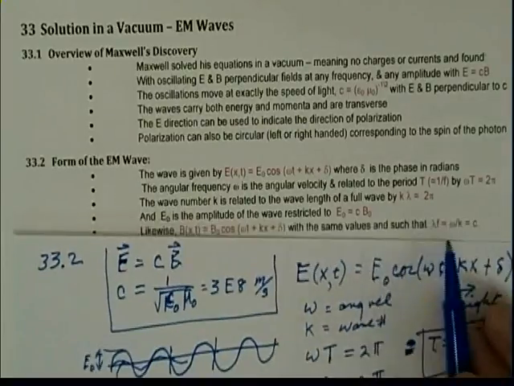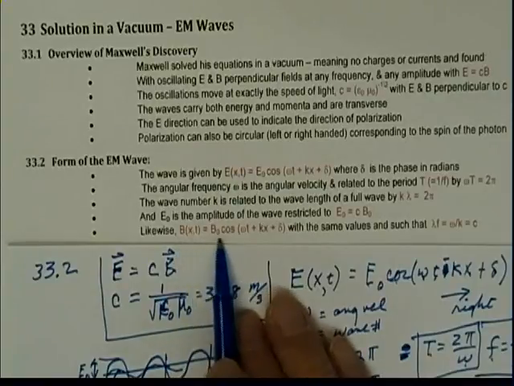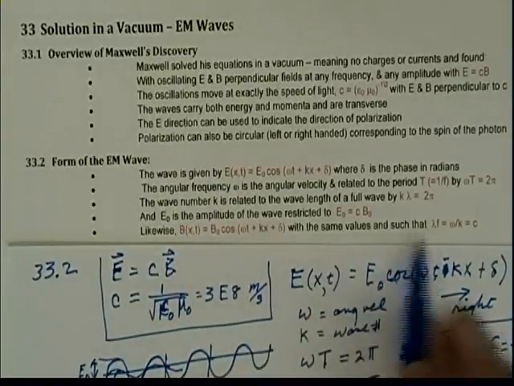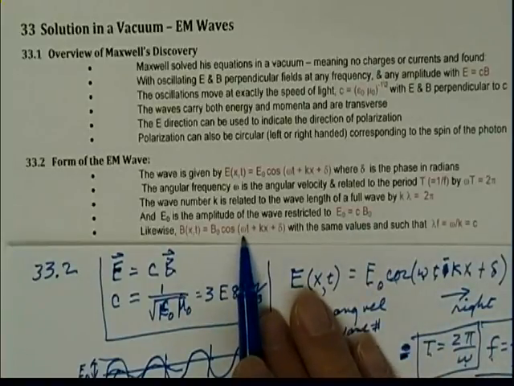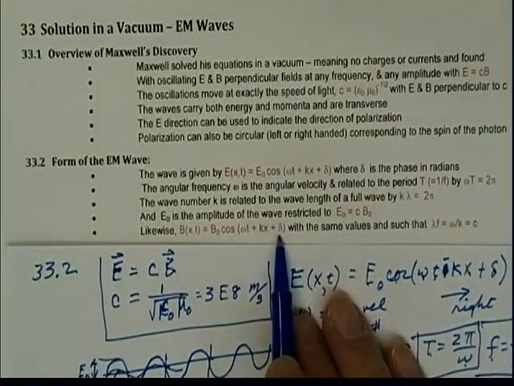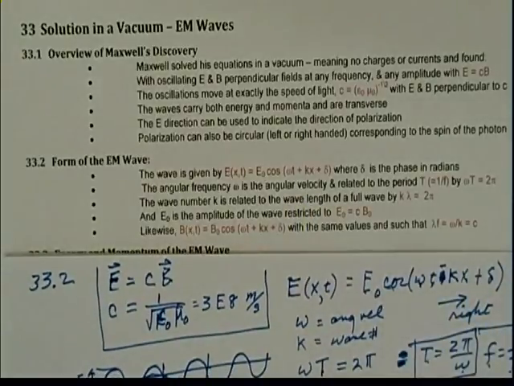E naught is C times B naught. And likewise, we'll have a magnetic field that goes in this direction, where B naught must have that restriction right there on it. And this omega, this k, and this delta must be the same as we have for the electric field. Well, this means that we can have any amplitude and any frequency.